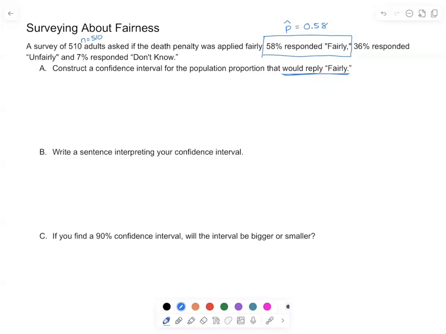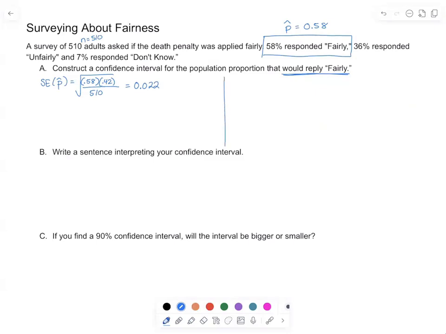Now, from here, I want to find the standard error, right? That's where I've got to start in most of these problems. So the standard error of p hat in this case is the square root of 0.58 times 1 minus 0.58, which is 0.42, divided by the sample size, which is 510. And we plunk this into our calculator and we get 0.022.